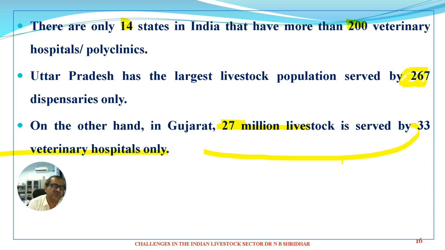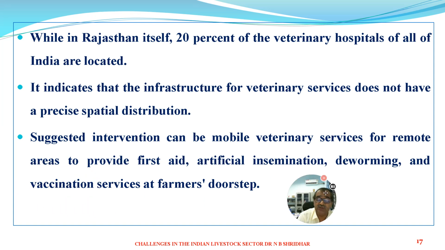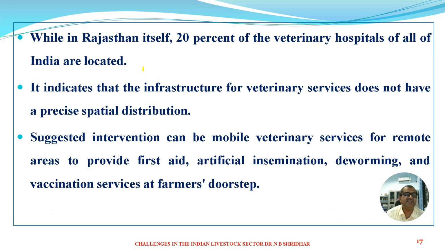Some states give very low response to the livestock sector, even though it gives a lot of inputs to humankind. Whereas in Rajasthan, 20% of the veterinary hospitals of all India are located. This is once again another statistic. It indicates that the infrastructure of veterinary services does not have a precise spatial distribution. That means sometimes it is distributed very high and sometimes to a very low extent.